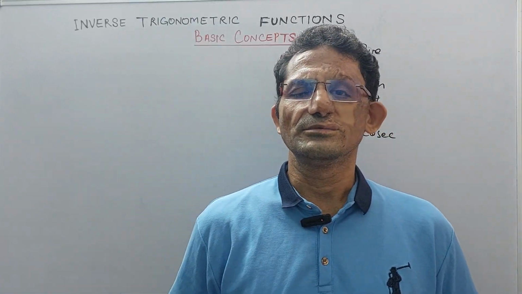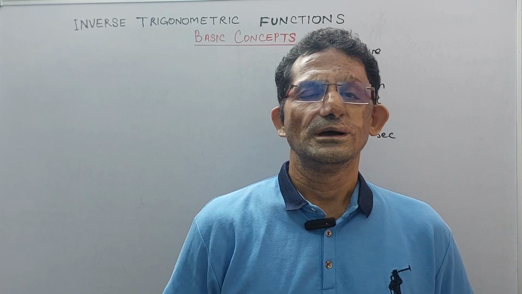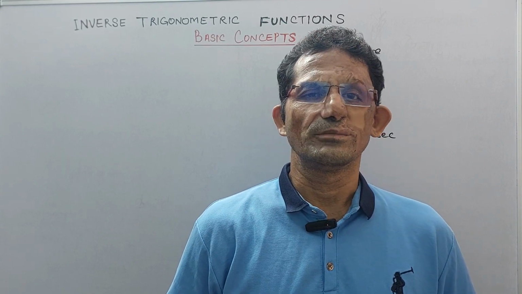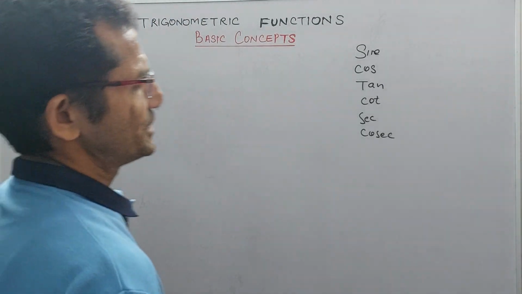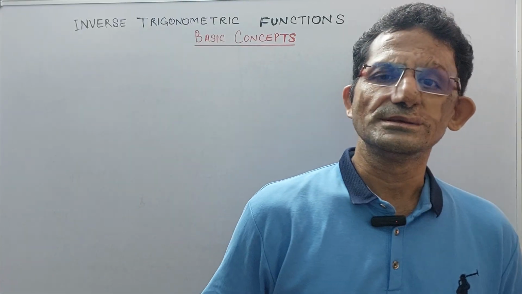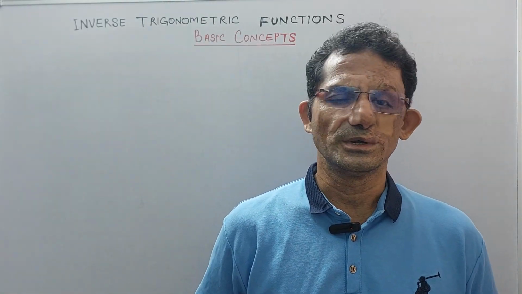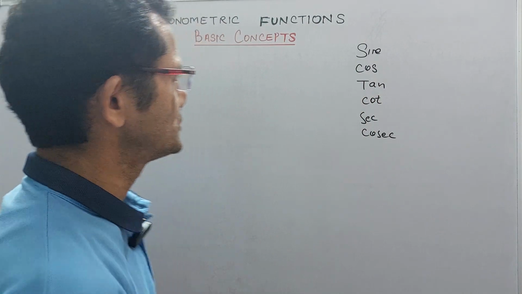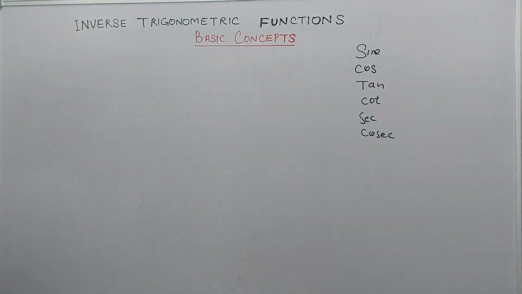For finding the inverse of each trigonometric function, we have to restrict their domain to some particular branches. If I restrict the domains to some branches, then they will become 1-1 onto functions. Every 1-1 onto function should have an inverse. So let us discuss some basic concepts of the sine function.